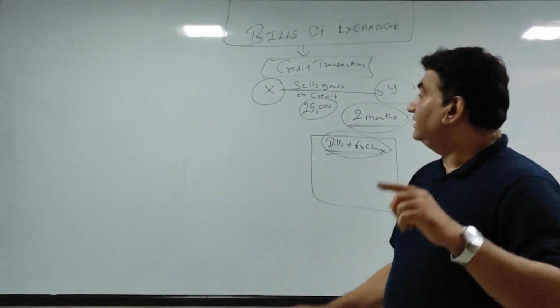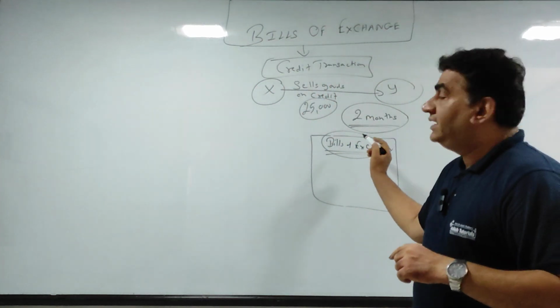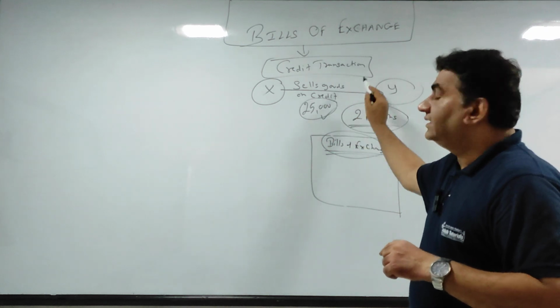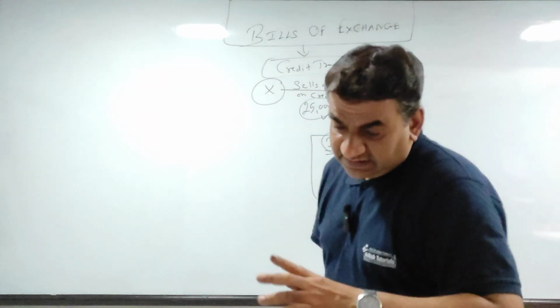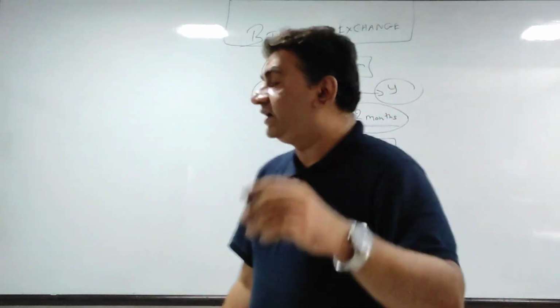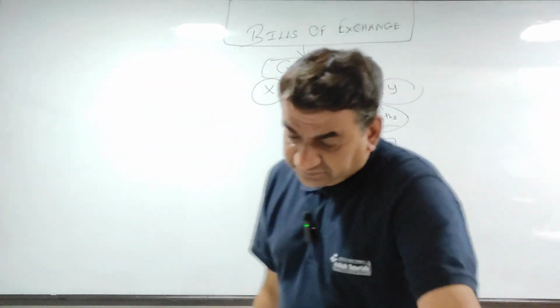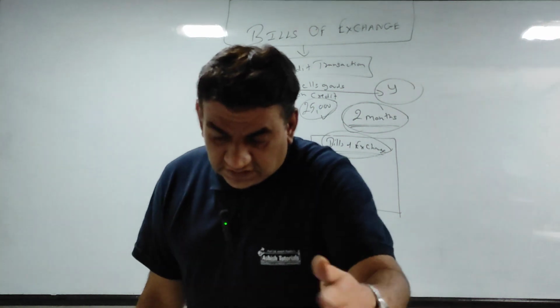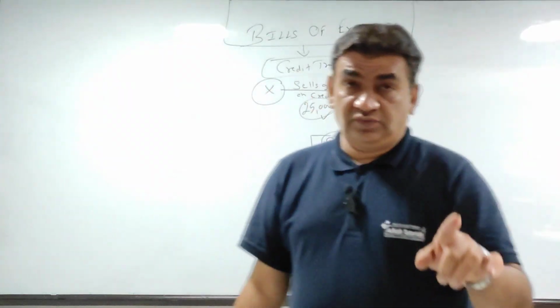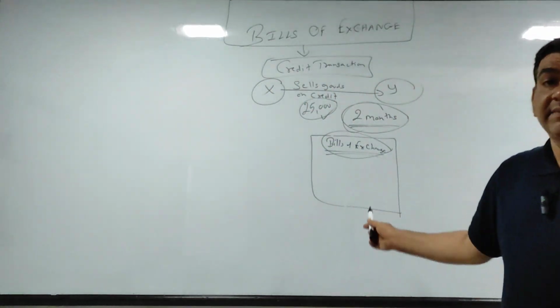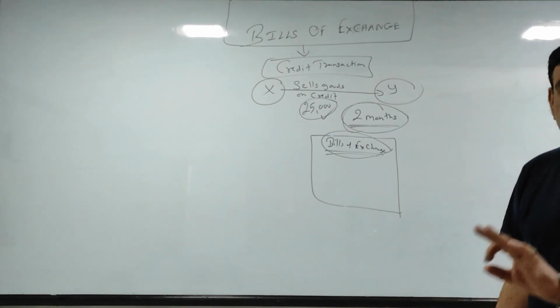Directing a certain person, यहाँ पे वो person हो गया Y. Demanding a certain money, ये हो गया अमाउंट 25,000. आगे क्या बोलते हैं? ऑन अ फ्यूचर डेट. फ्यूचर डेट यहाँ पे हो गया आफ्टर 2 months. ओके, टू द ऑर्डर ऑफ अ सर्टेन पर्सन और द बेरर ऑफ इंस्ट्रूमेंट. ये पॉइंट में थोड़ी देर के बाद आता हूँ. गॉट इट? सो दिस वाज द डेफिनेशन.